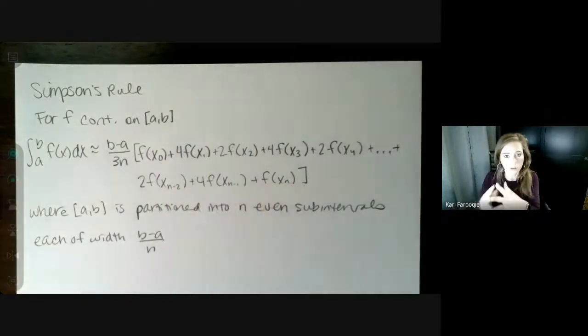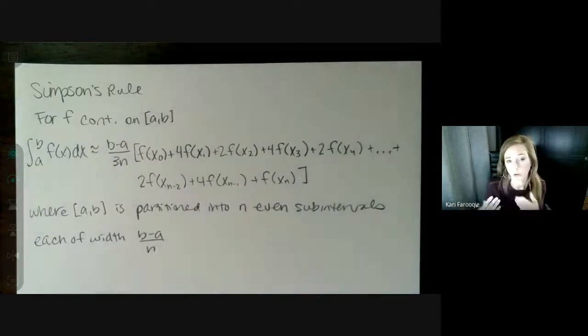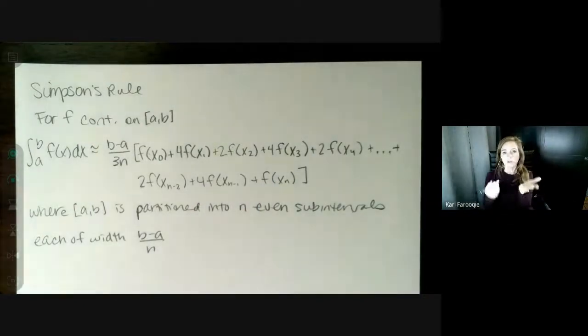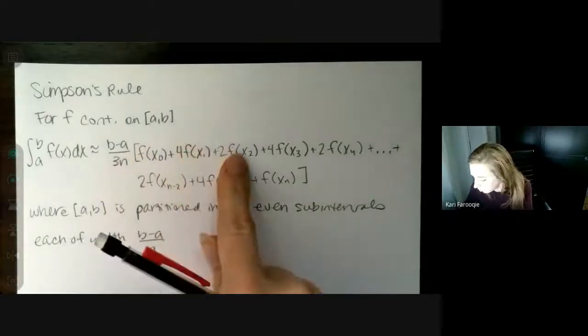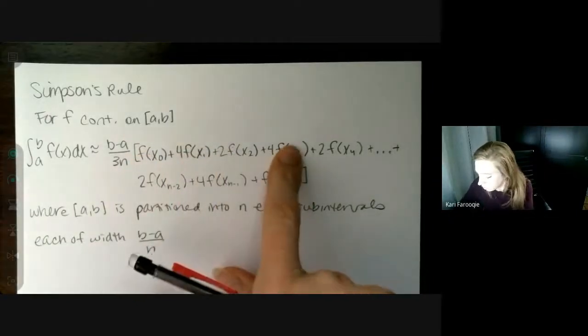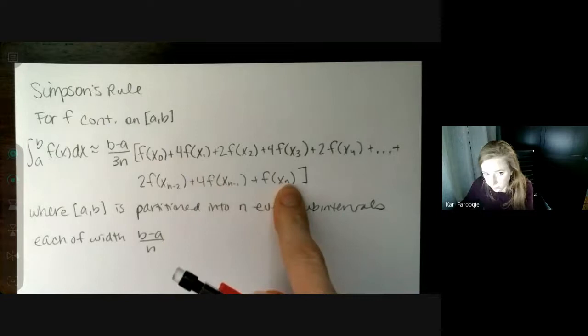So you're going to see that they'll always work their way out symmetrically, because you're always going to have an odd number of data points. So like, let's say if you had n equals 6 for your partition, then you're going to have 7 data points. Then you would go 1, 4, 2, 4, 2, 4, 1. See what I'm saying?